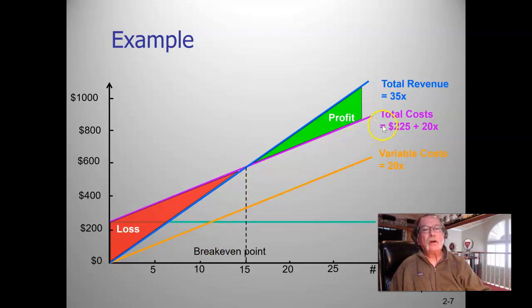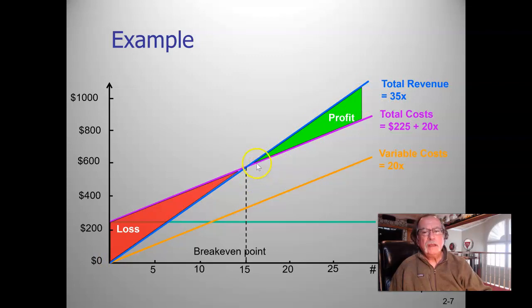So here's our total cost line. This is the purple line. We have a fixed cost no matter how many students we have of $225. And then for each student, that increases by $20. Now our total revenue starts at the origin, it's the blue line, and for each student increases by $35.